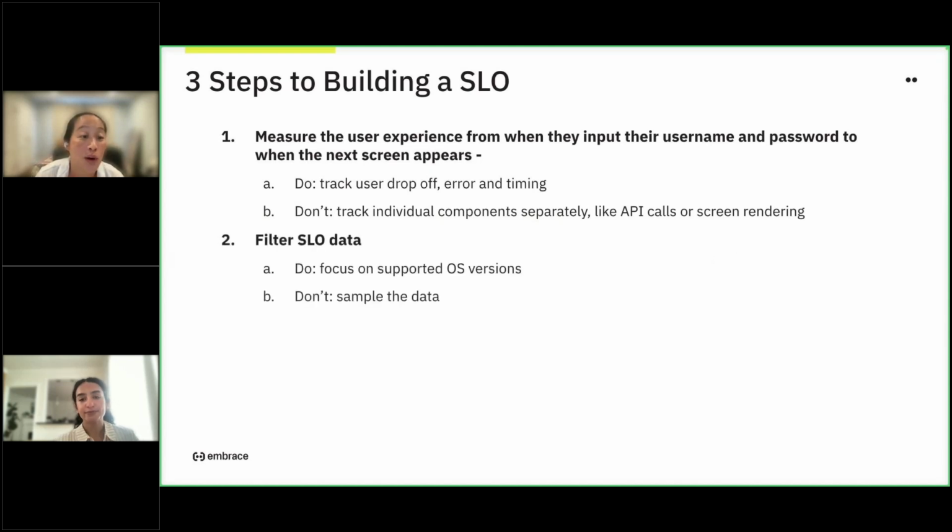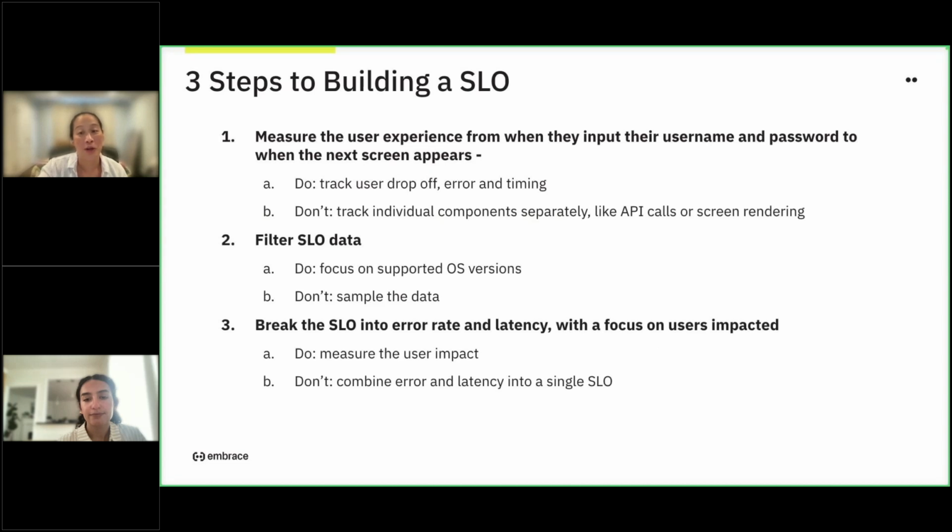Step two, you want to filter your data. So focus on the supported OS versions that you have. Your team may even want to split out the timing for free versus paid users. What you don't want to do is sample the data. Instead, filter the data.